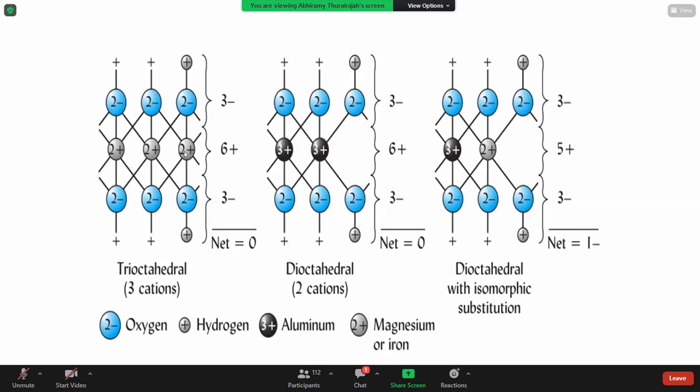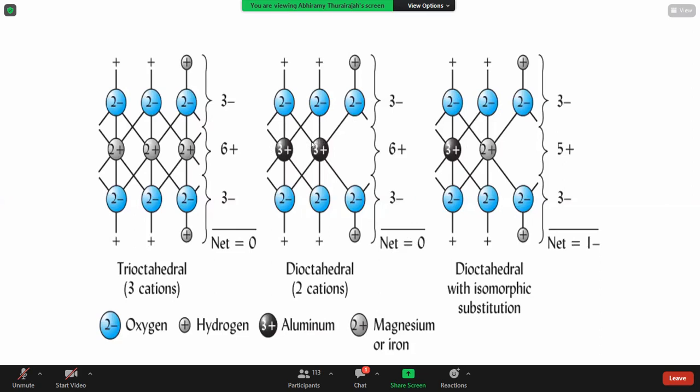Why? These six positive charges from the magnesium ions, against the oxygen groups. Right? Oxygen atoms have again three negative charges. One is already occupied with this magnesium and it forms the three negative charges. Likewise, the other side also has three negative charges. One is already linked with this octahedral sheet, right? So the total net charge is zero. Likewise here, in the dioctahedral sheet, two aluminum ions are occupied. So here the net charge is zero. 6 plus, 3 minus, 3 minus, and the net charge is zero.